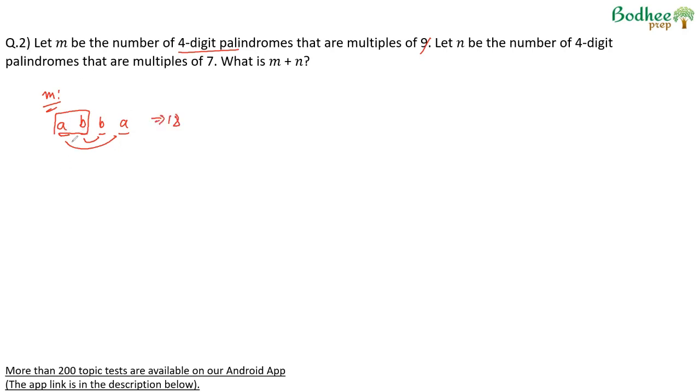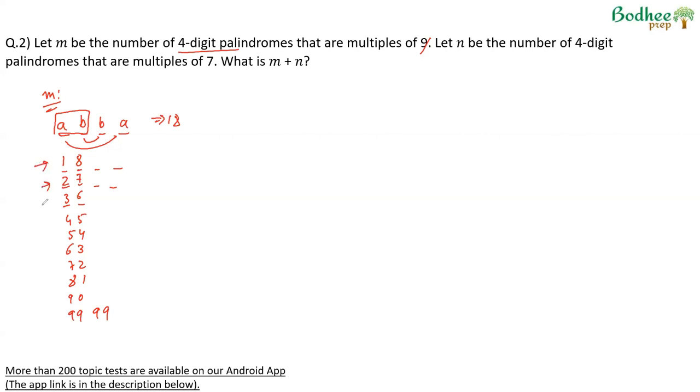And therefore, we are looking at cases where A and B are 9. So this can happen when 1, 8 is there. So 1, 8 followed by 8, 1 will be a palindrome. Similarly, 2, 7, 3, 6, 4, 5, 5, 4, 6, 3, 7, 2, 8, 1, 9, 0. And then there will be one case where we have a number called 9999.